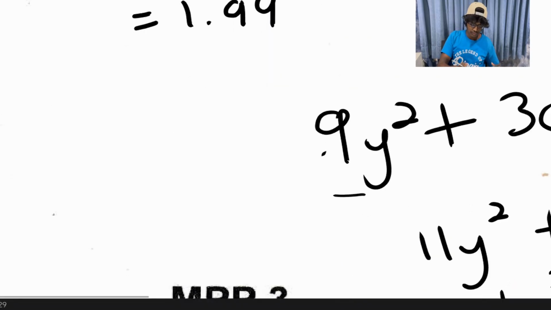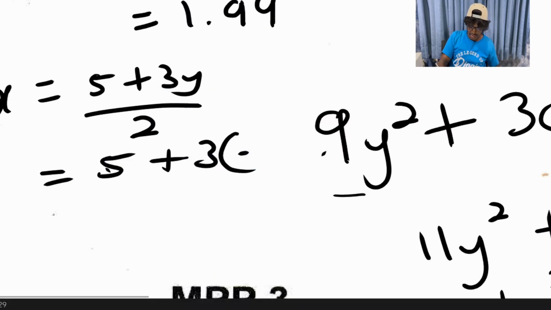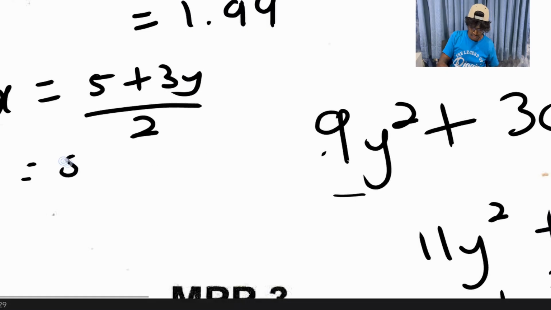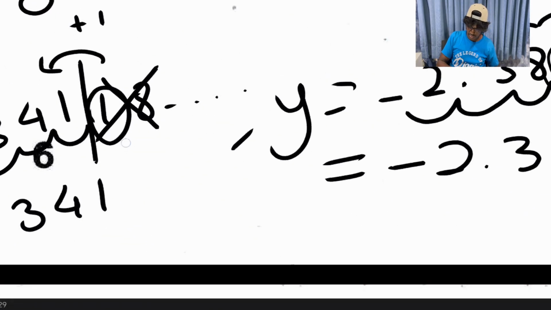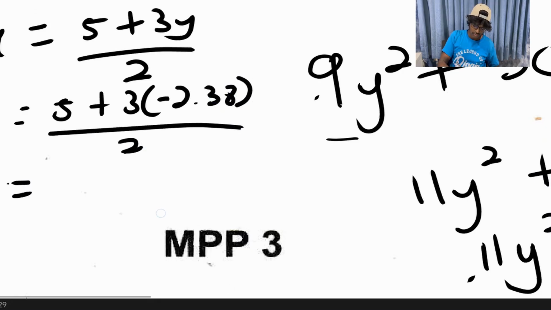your marks. So for the next one, x equals 5 plus 3y over 2. 5 plus 3 negative, oh, this is getting out of hand. 5 plus 3, what's this one here? Negative 2.38. Negative 2.38 divided by 2, you get negative 1.07.